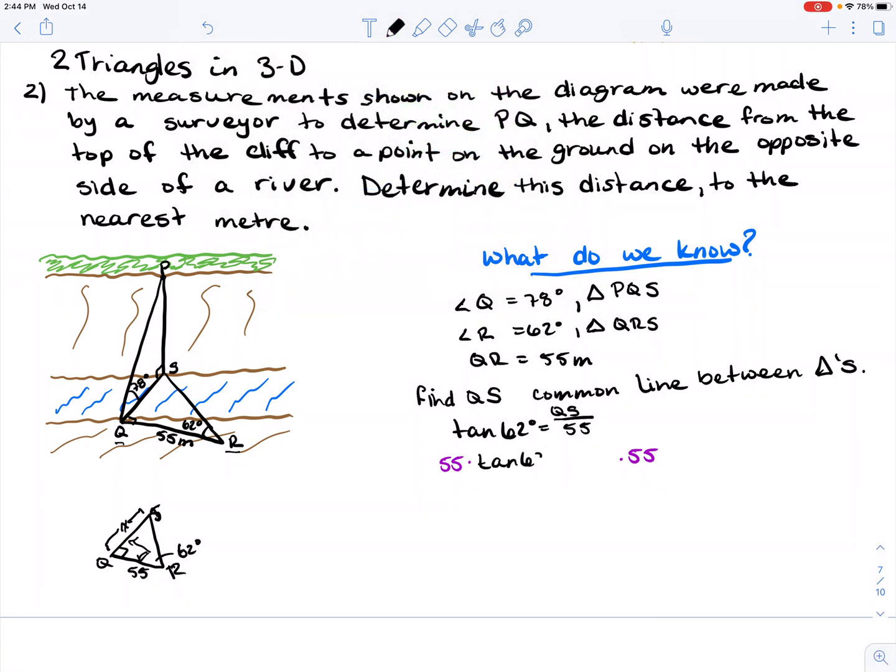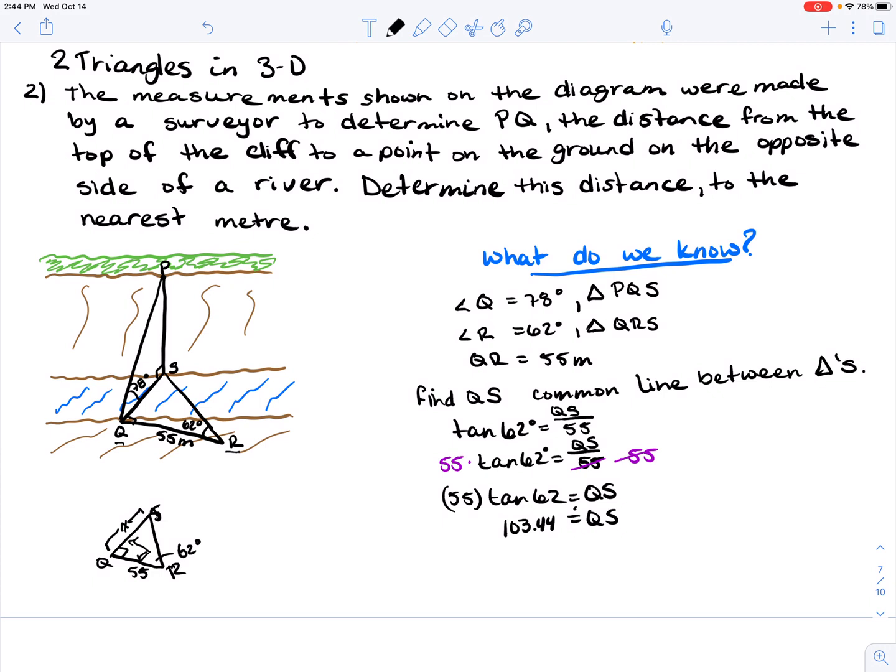So I have tan 62 degrees equals QS over 55. I can cancel out my 55s on the right-hand side. So that leaves me with 55 tan 62 equals QS. So if I solve that, you will get an answer for QS of 103.44. I'm just going to leave it with those dimensions. I'm going to put approximately because I truncated the answer.